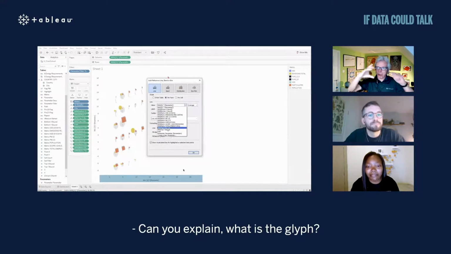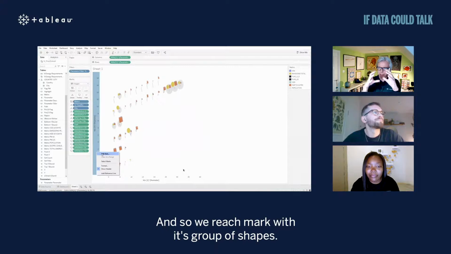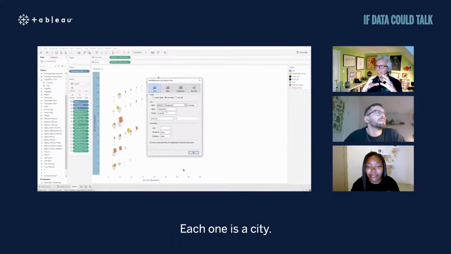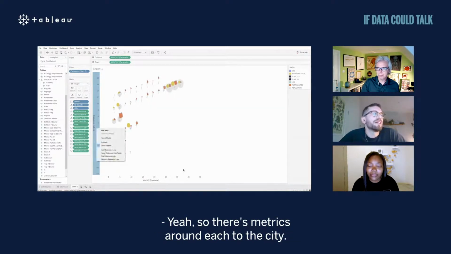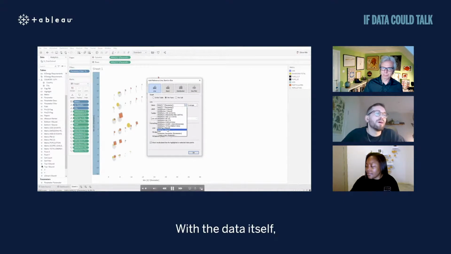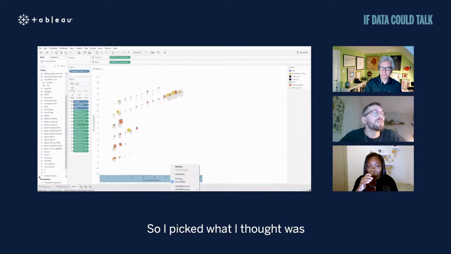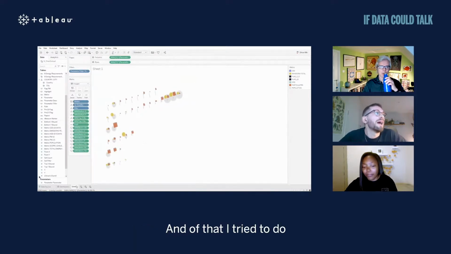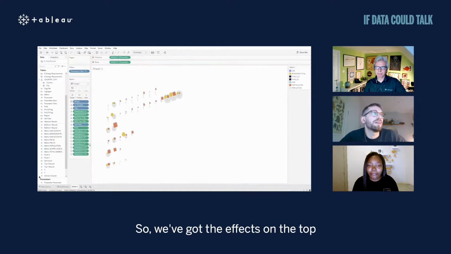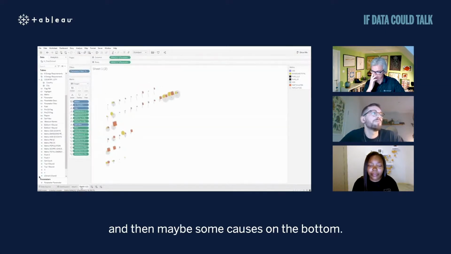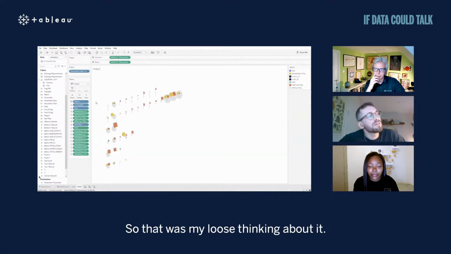Can you explain what the glyph is? Right, I believe it's called a glyph, I think. And so for each mark with its group of shapes, what are we actually looking at? Each one is a city, but then what do the various components mean? Yeah, so there are metrics around each city, and with the data itself, there were a lot of nulls in a lot of columns. So I picked what I thought was the most reliable data that we were given, and of that, I tried to do kind of a cause and effect chart. So we've got the effects on the top, and then maybe some causes on the bottom. So with the energy usage, be that hot or cold. Right, so that was my loose thinking about it.